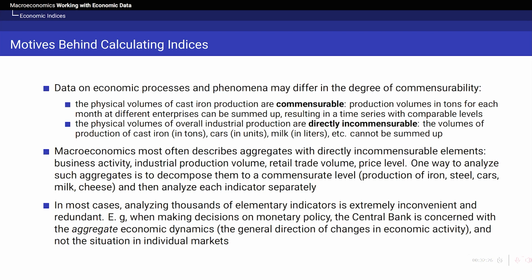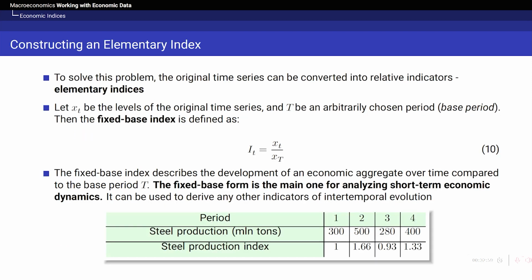One way of tackling this problem would be to analyze each market separately. However, given the tremendous amount of different markets in the economy, this is hardly manageable. What is more important, the object of interest is the aggregate dynamics, which is hard to guess by looking at 1,000 individual markets for different products. This is why economists create economic indices.